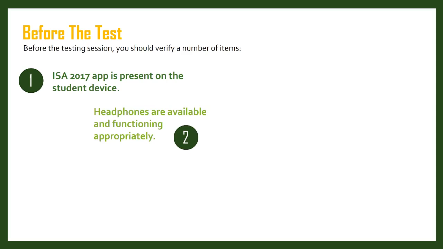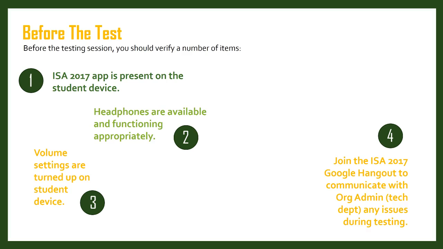Check that headphones are available and functioning appropriately for each student. Check the volume settings to ensure that they are turned up on each student device. This can be done the day before testing by having students use their headphones and test the volume prior to testing. As a test proctor, join the Google Hangout so you can communicate with the technology department in the event any issues arise during testing.